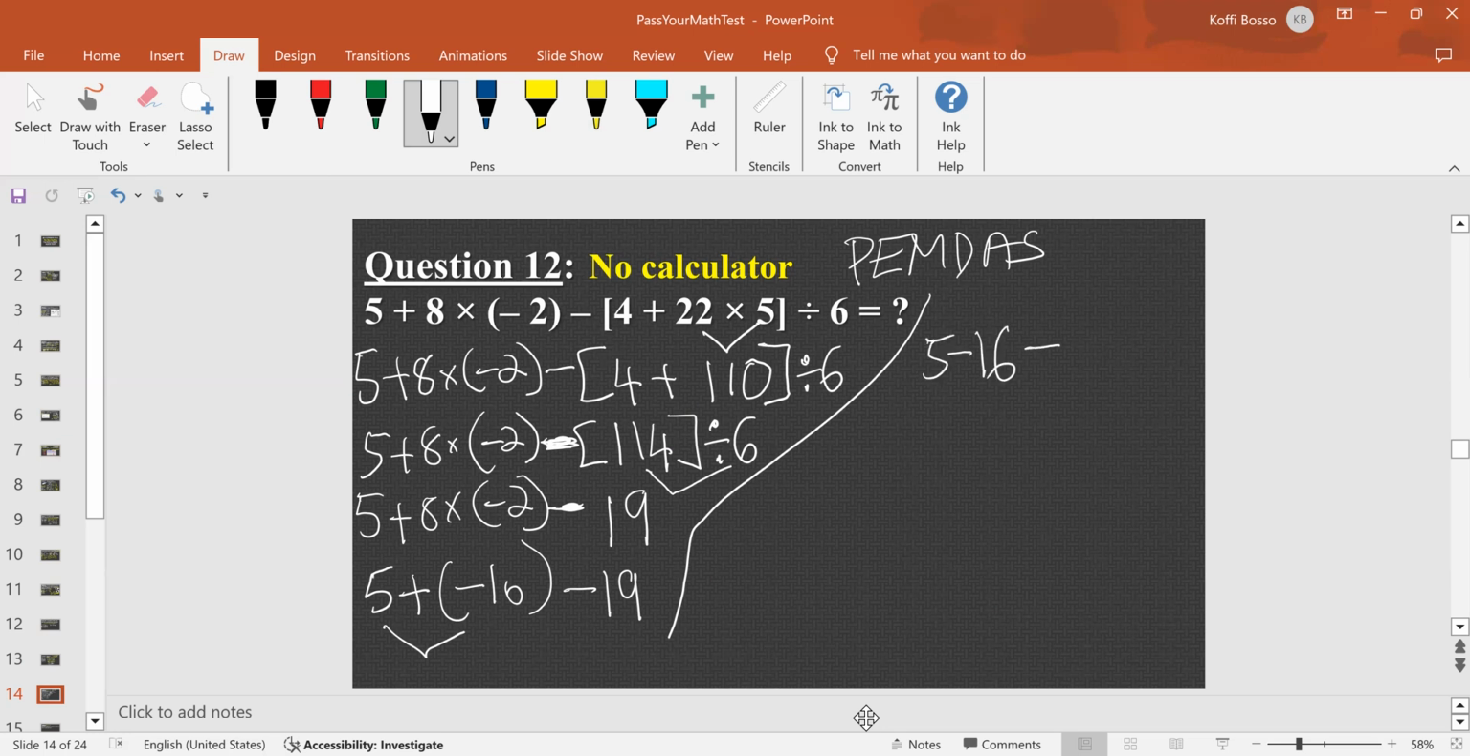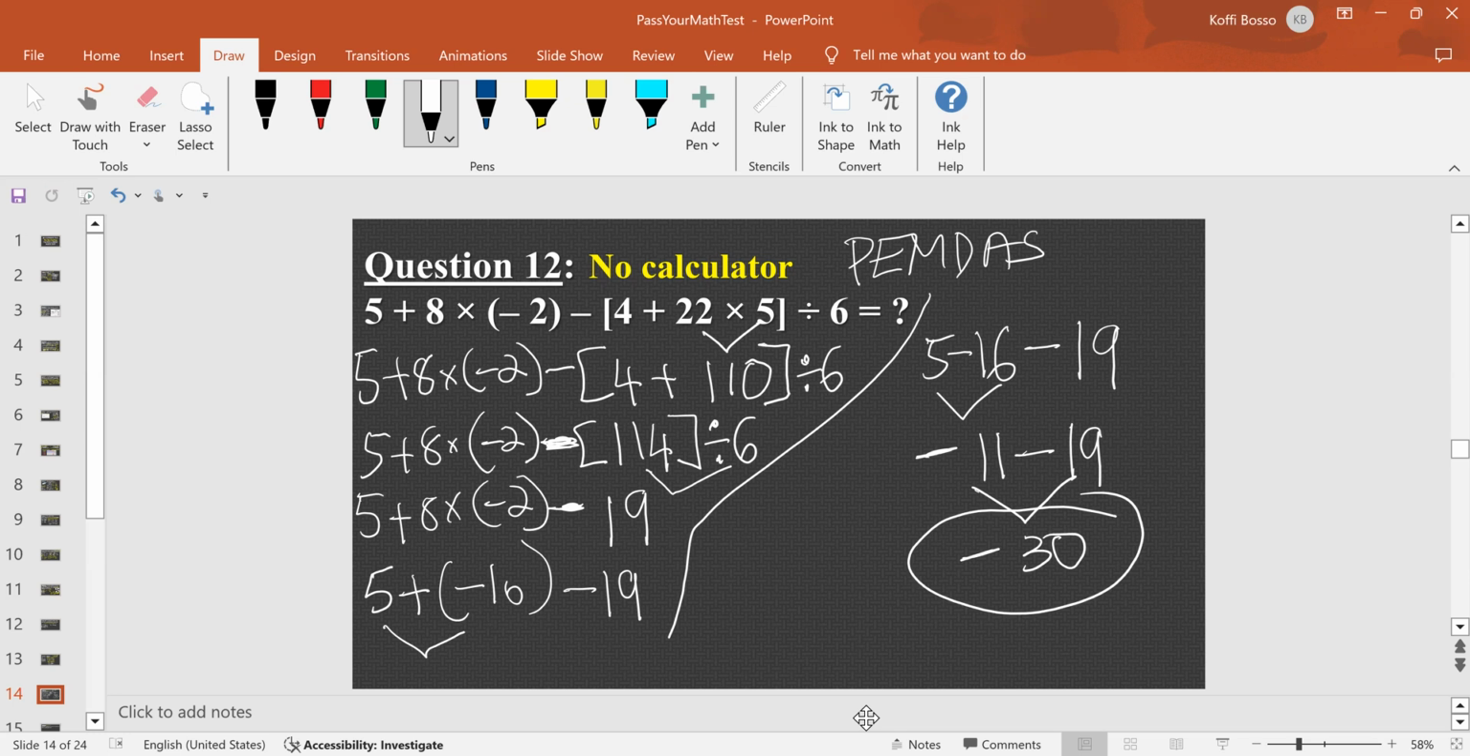Okay, minus 19. And 5 minus 16 is what? Negative 11. And that negative 11 minus 19, you combine these together, get negative 30. So the answer to the question here is negative 30. Yeah, this is again another question where you have to pay attention. Otherwise, you're going to mess up the operations.